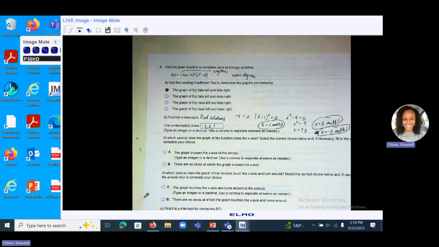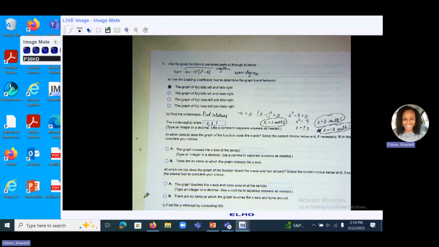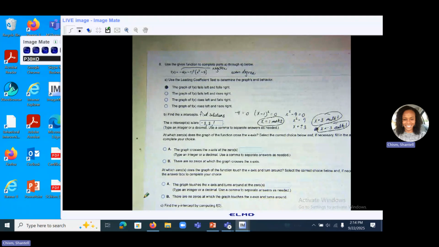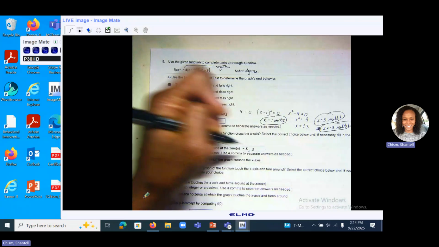Okay, and it says at which zeros does the graph of the function cross the x-axis? Well, it crosses the x-axis at the zeros where there's an odd multiplicity. So the graph will cross the x-axis at -3 and +3.